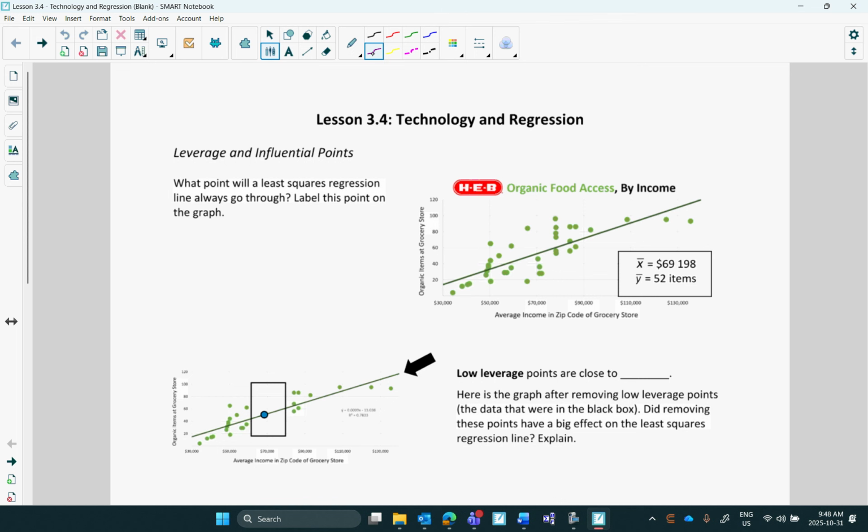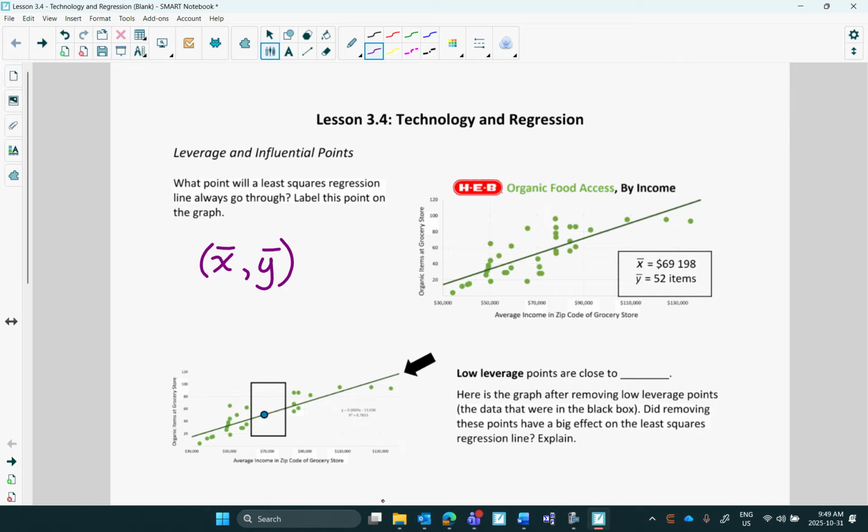One point that is on any least squares regression line equation is the mean of the X and the mean of the Y, okay? So in this example, going back to our grocery store where we had average income versus organic items at a local grocery store, one of the points on the regression line when we want to create the equation for it will be the mean of the average income, comma, the mean of the number of organic items.